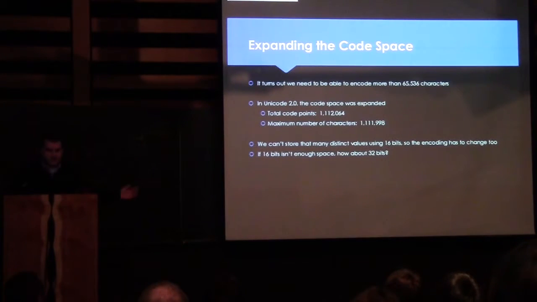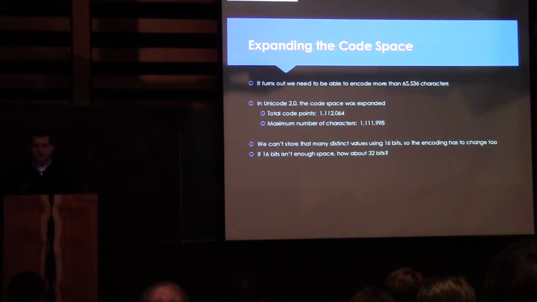So it turns out we needed to be able to encode more than 65,000 characters. If I recall correctly, there's 70-something thousand ideographs in the current Unicode standard today, so just for those, we need more than 65,000 characters. So in Unicode 2.0, the code space was expanded to about 1.1 million characters, and there's a reason for that number that we'll see in a little bit. But 16 bits is not enough to represent a full code unit.